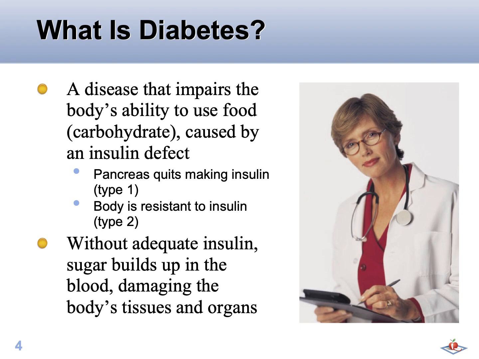Then there is type 2 diabetes. That's also known as adult onset diabetes. This happens when the body becomes resistant to the insulin that is made. It's often due to being overweight or inactive or just having an unhealthy diet. The pancreas tries to compensate by making more insulin, but eventually it cannot keep up.